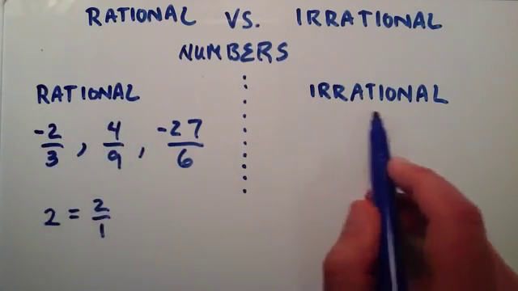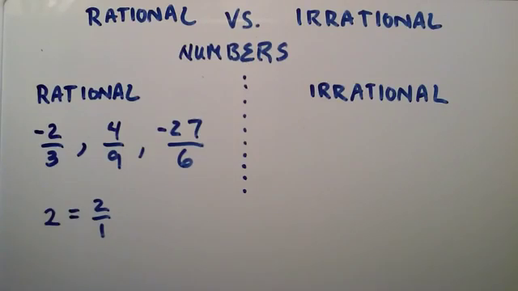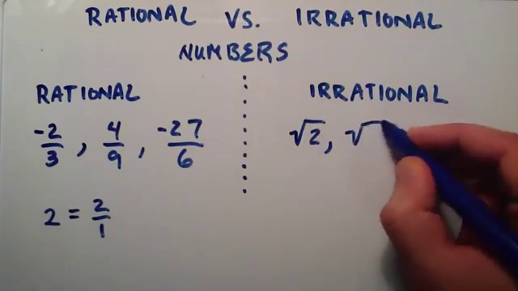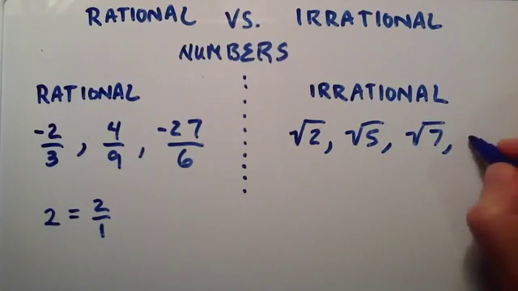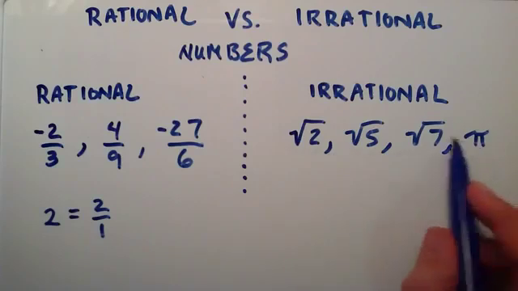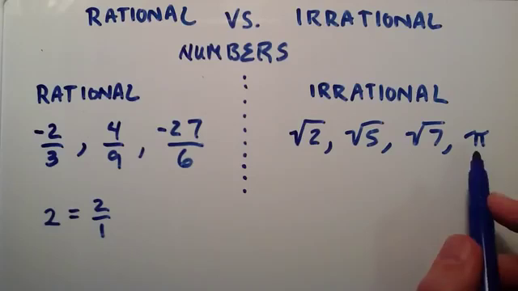So what is an irrational number? Well, an irrational number is all the numbers in the real number system that cannot be written as a ratio of two integers. Those types of numbers are numbers such as the square root of 2, the square root of 5, and the square root of 7. Also, the number pi is an irrational number. None of these numbers can be written as a ratio of two integers, therefore they are irrational.